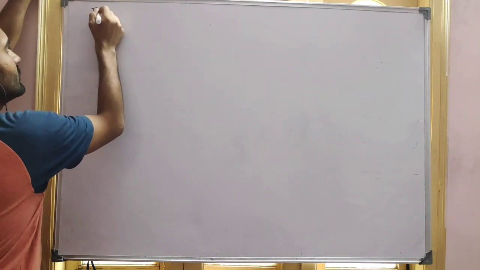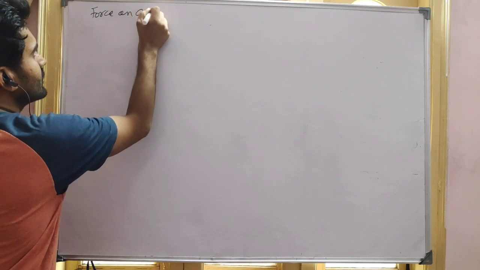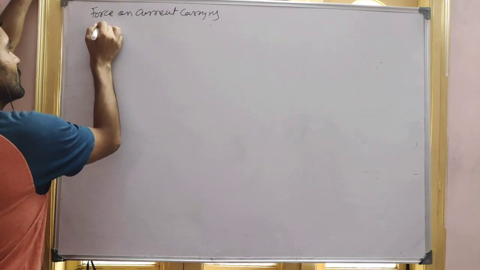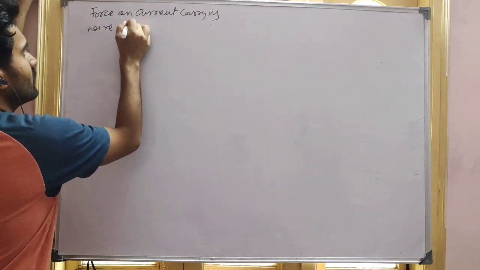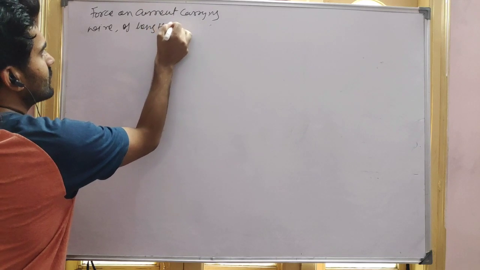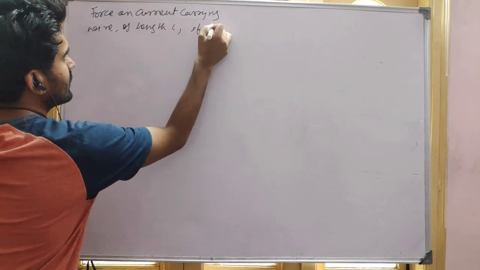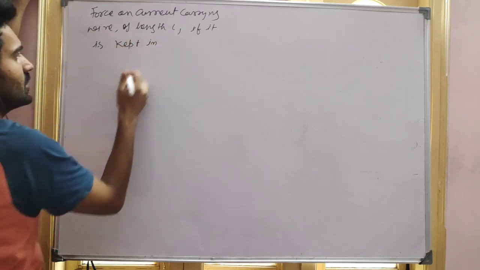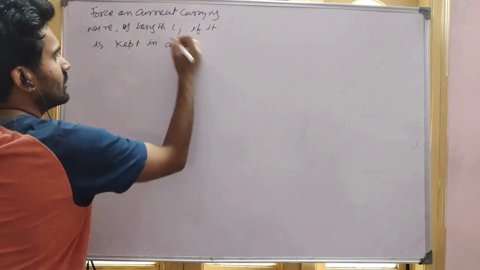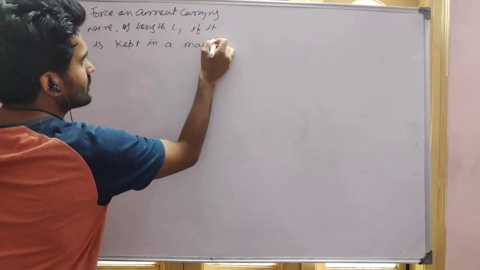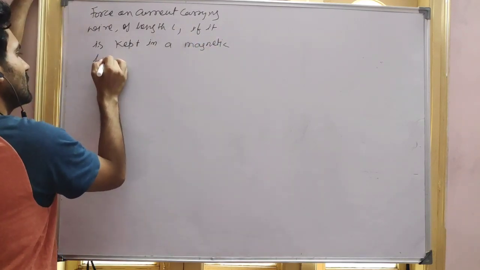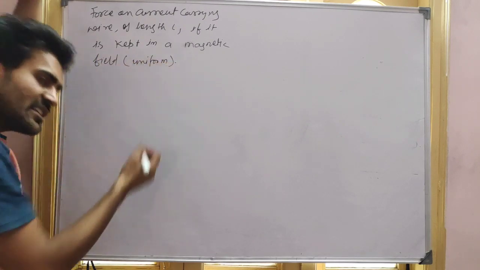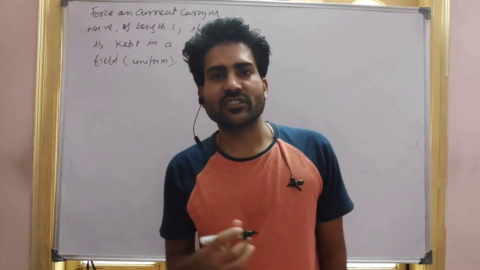So we are going to see the force on a current carrying wire of length L if it is kept in a magnetic field, and that field should be uniform. What is uniform? It means the intensity of that particular magnetic field should be constant at every point.